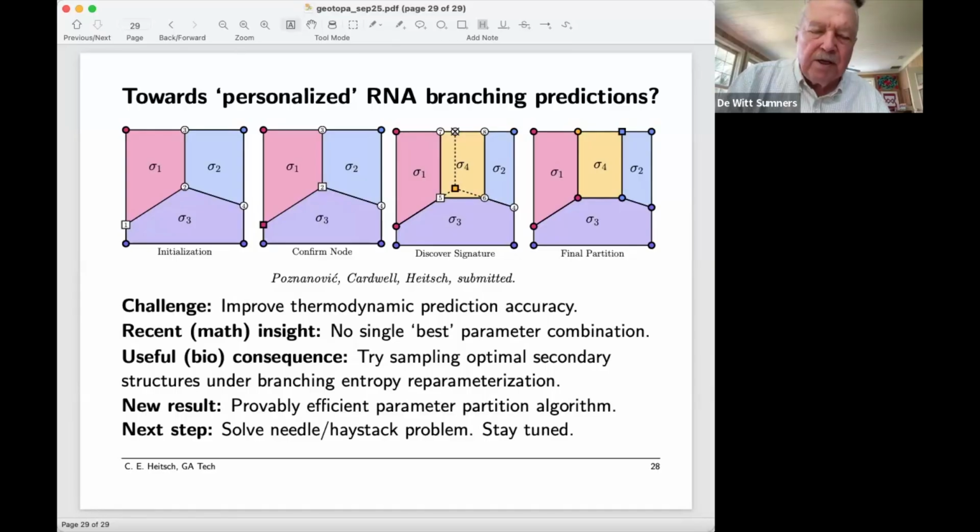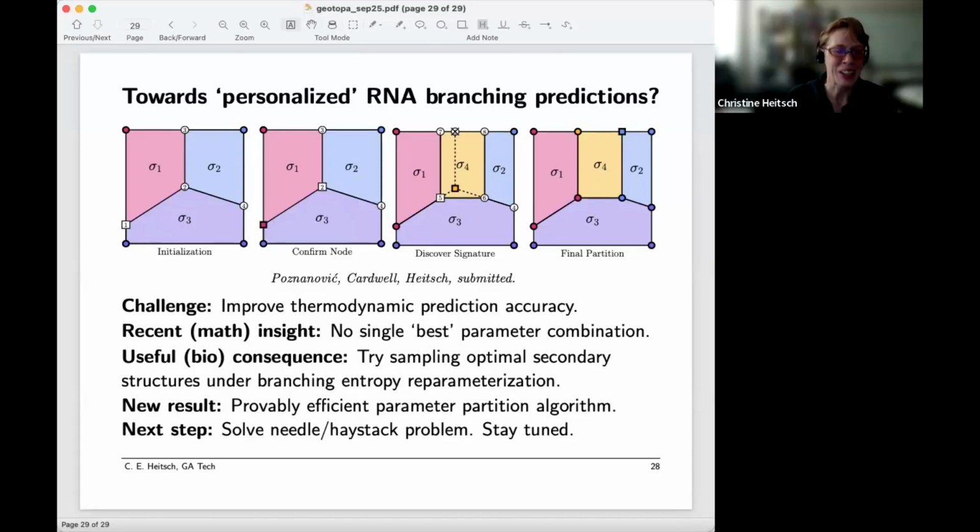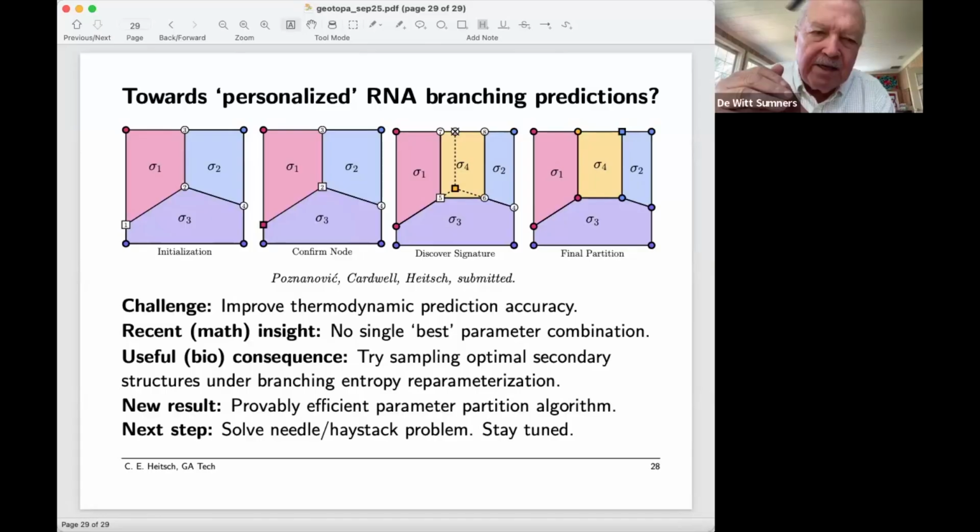So Christine, I've got a question. How difficult is it to actually discover experimentally the structure, the secondary structure in RNA? Well, great question. I have no idea how to do that.